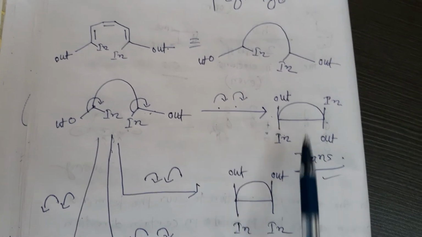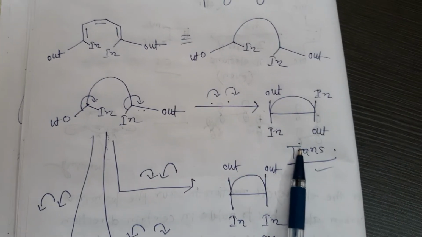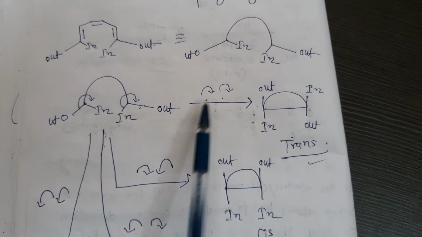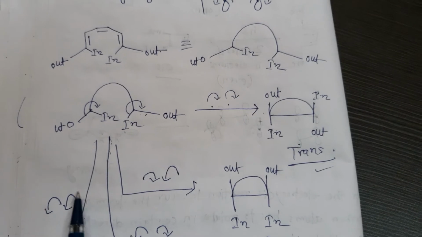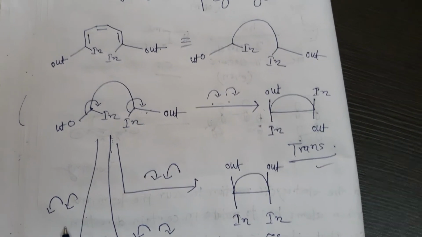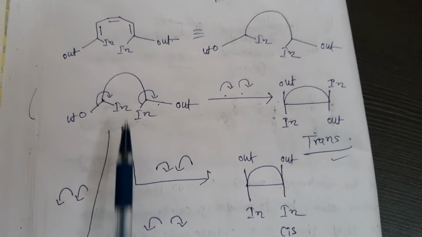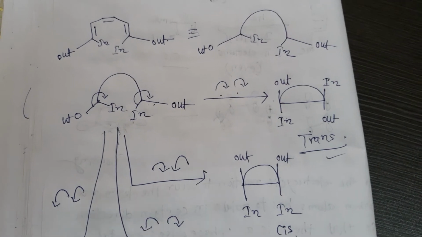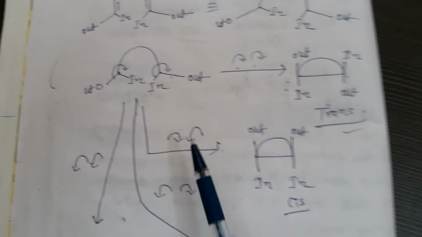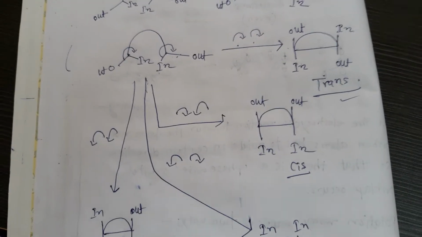If this is conrotation, this forms the trans product. If this is conrotation mode, this is clockwise and both of these are anti-clockwise, to form the trans product. And in the presence of disrotation mode, like this mode and this mode, it forms the cis product.